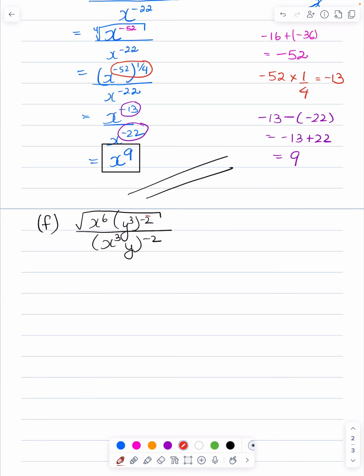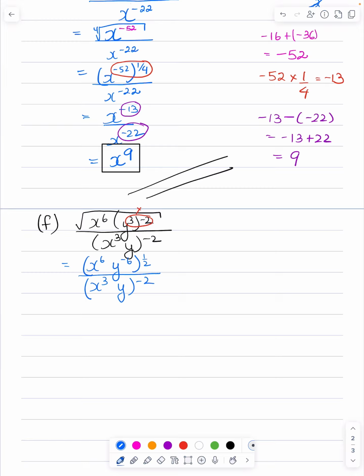I'm going to multiply these two together. I'm going to leave the x to the sixth where it is. y raised to the negative 6. And I'm going to change the square root to be a 1/2. The denominator is x cubed y to the negative 2.